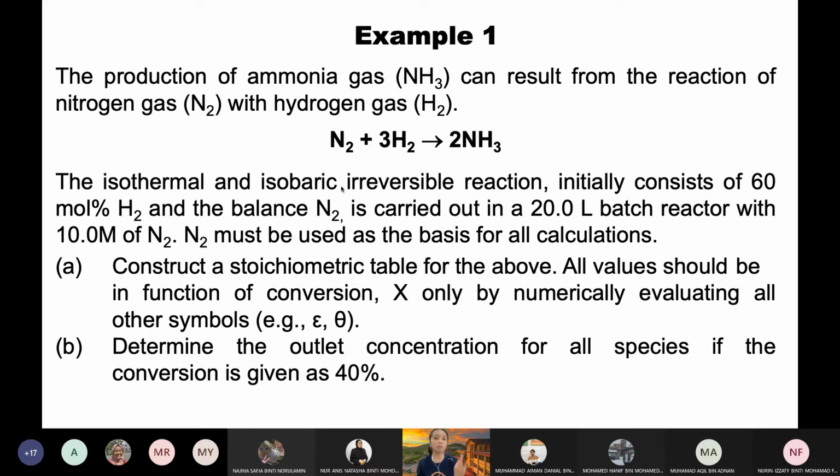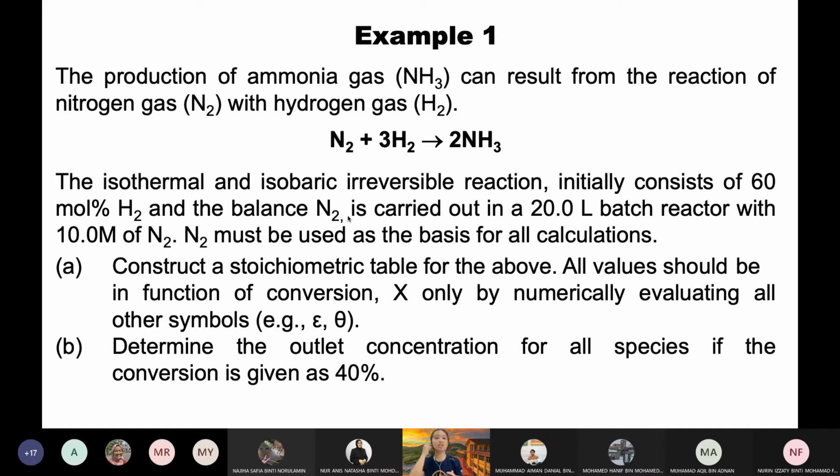Sebelum ni mungkin kamu belum pernah tengok ayat ni. Iso means same, thermal means heat or temperature, meaning in the reaction there's no change of temperature. Isobaric means constant pressure. Means dalam reaction ni, they got no change of temperature, no change of pressure. Okay, irreversible reaction, initially consists of 60 mole % hydrogen and the balance nitrogen gas.